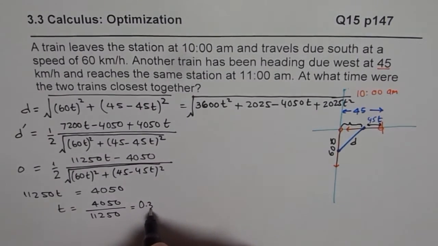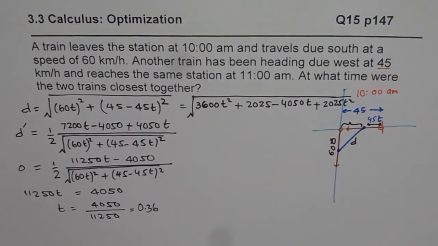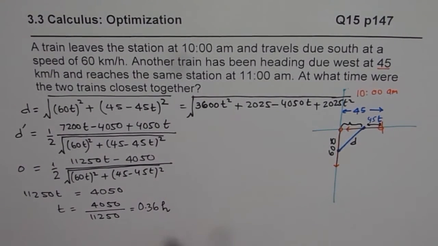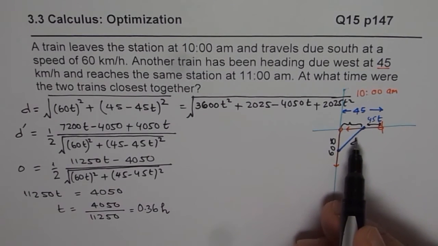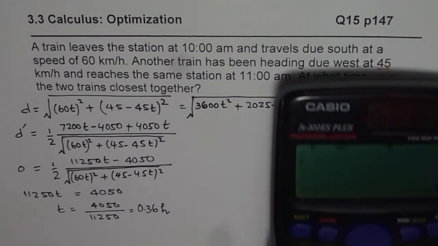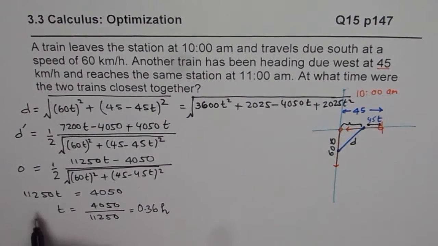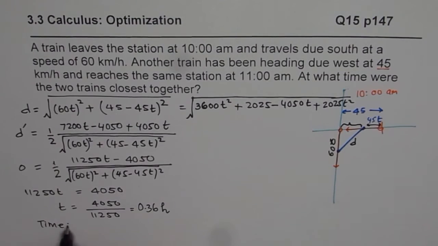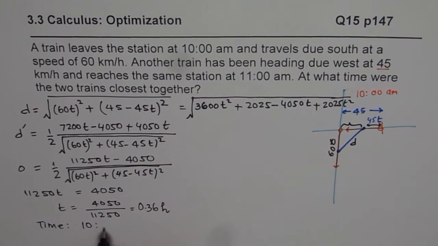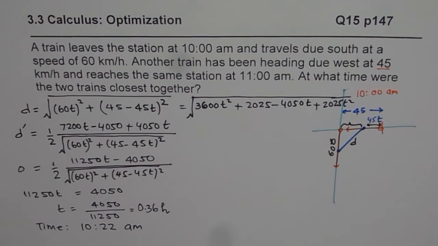So 0.36. Basically, that is the time after 10 hours. So after 0.36 hours, the trains will be closest, right? We'll also figure out why this is closest. But let's find what that time is. When we say 0.36, multiply by 60 to get minutes. So it is 21.6. So the time will be 21.6, let's say 10:22, right? So that will be the time when the two trains will be closest.